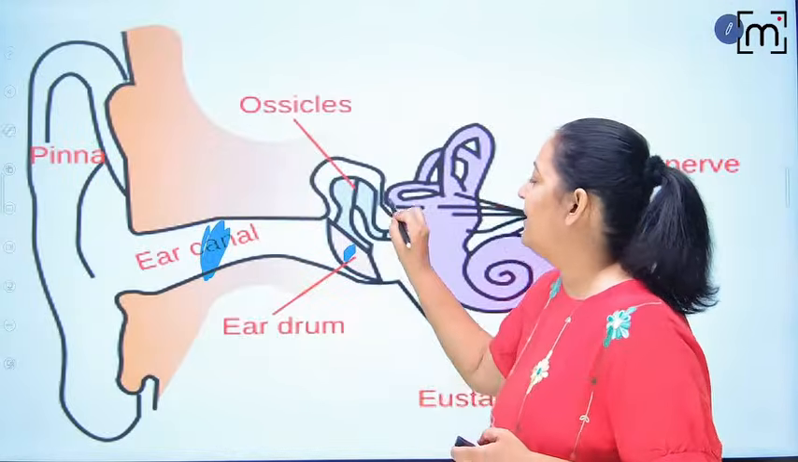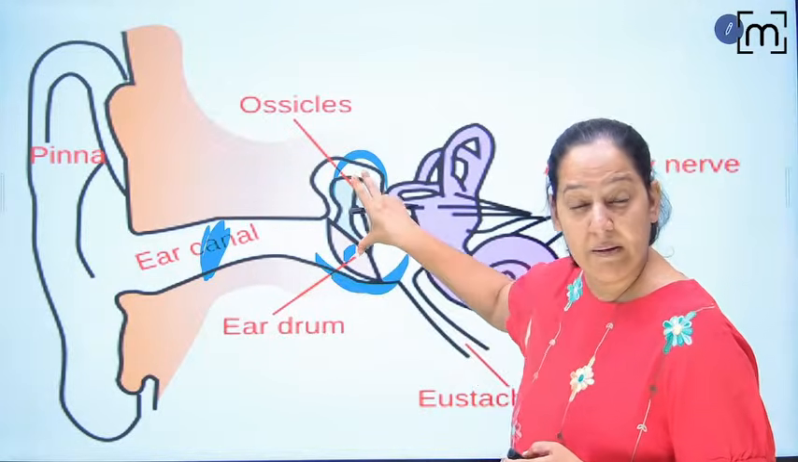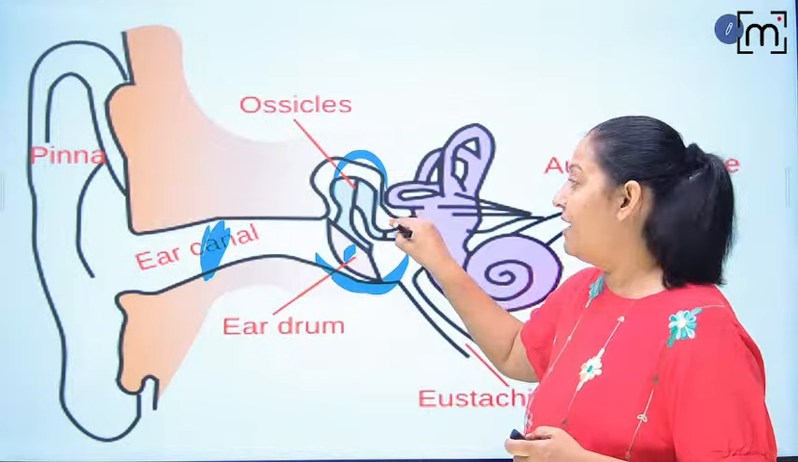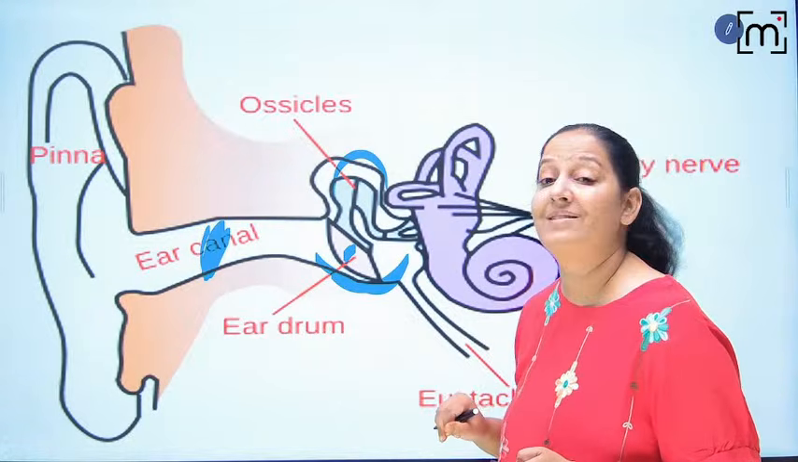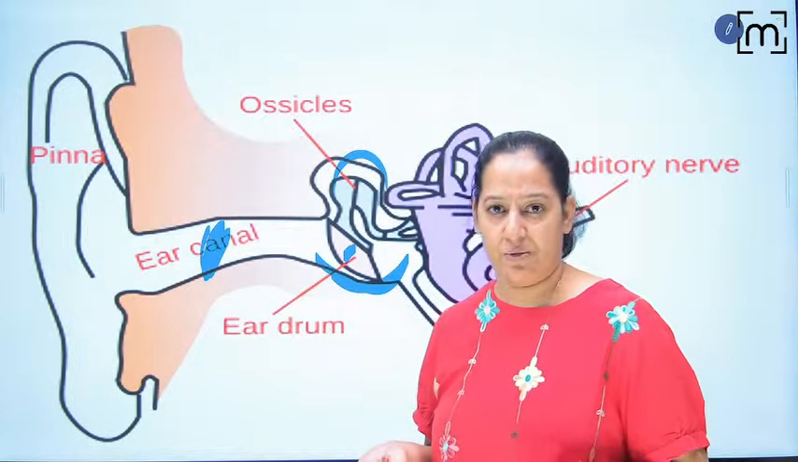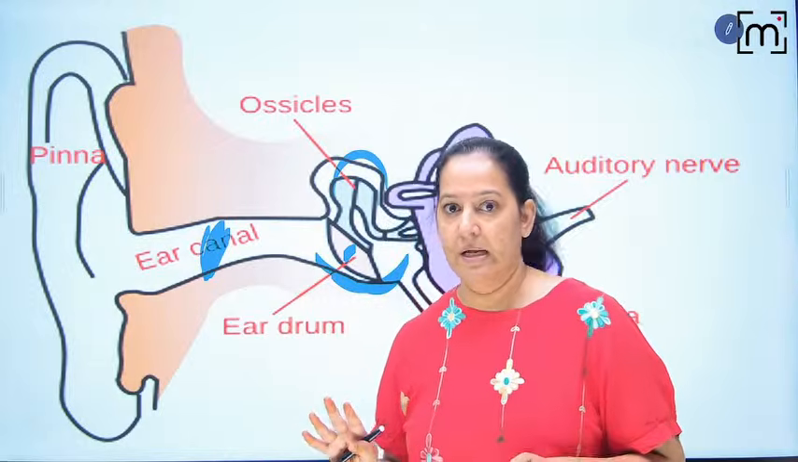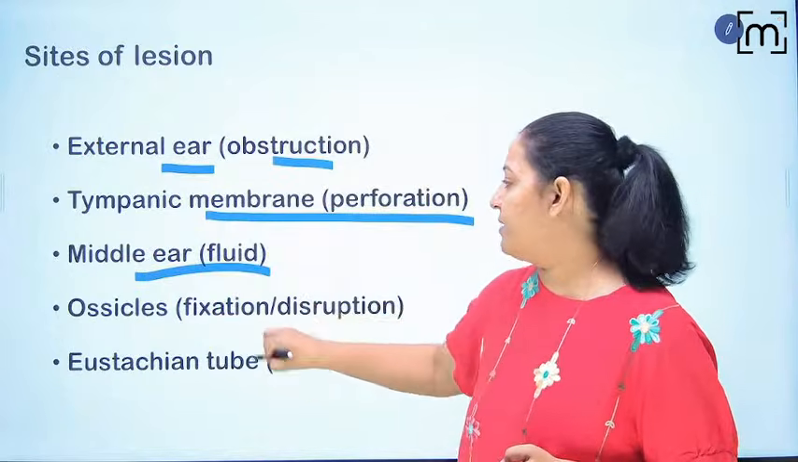Got it? So the causes are obstruction in the EAC, perforation of the tympanic membrane, or fluid in the middle ear. Sometimes the middle ear is filled with fluid, which dampens the vibrations of the ossicles. That is known as serous otitis media. There are various types of serous otitis media. It's a big topic, and I will teach you in detail. So fluid in the middle ear can be there.